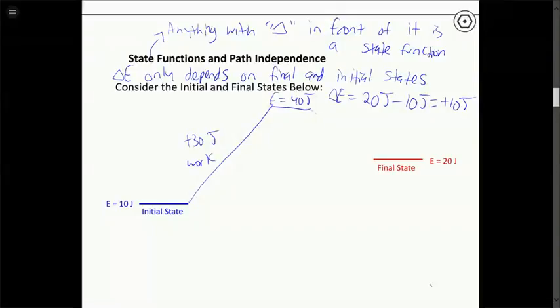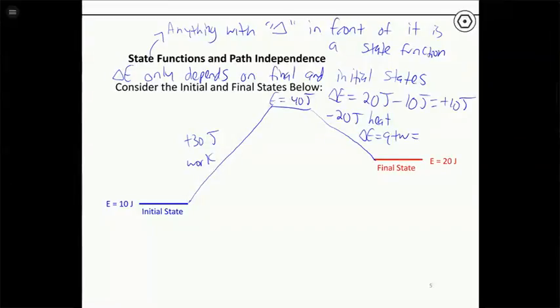And then let's say in a second step we do minus 20 joules of heat. So the system loses 20 joules of heat. Delta E is Q plus W, which is 30 minus 20, which is still plus 10 joules. So this is one way that we can achieve this change in energy. We do 30 joules of work on the system, and then we lose 20 joules of heat simultaneously or in a second step, and that gives us this same final state.